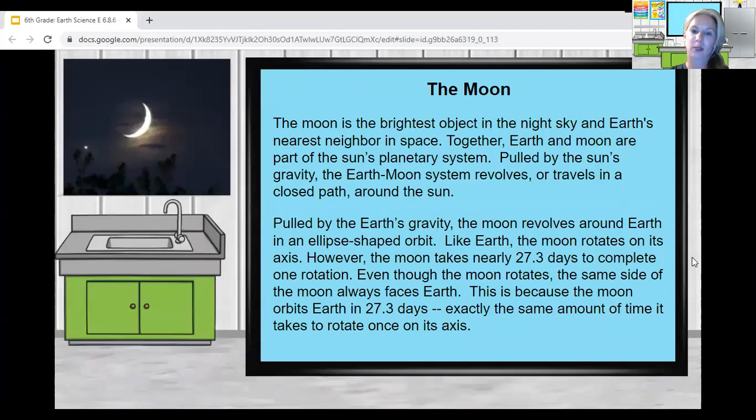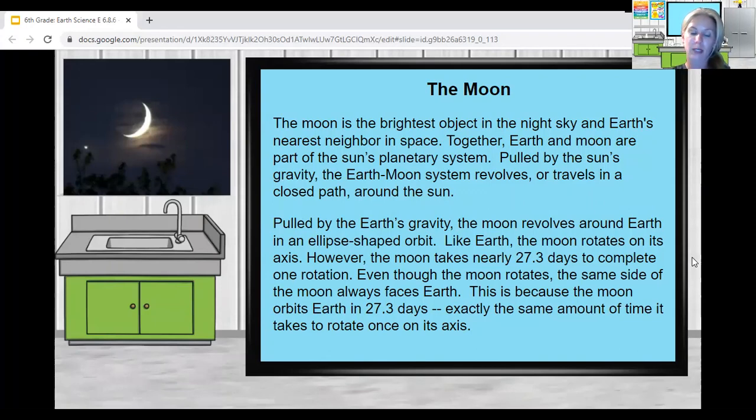All right, so the next object we're going to talk about is the moon. The moon is the brightest object in the night sky and Earth's nearest neighbor in space. Together, Earth and the moon are part of the sun's planetary system. Pulled by the sun's gravity, the Earth-Moon system revolves or travels in a closed path around the sun. Pulled by the Earth's gravity, the moon revolves around Earth in an ellipse-shaped orbit. So ellipse means it's not a circle, it's a little more oval-shaped.